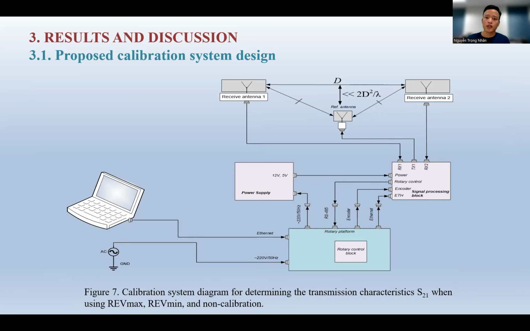The reference antenna and calibration receive antennas are distant from each other in the near field region. The reference antenna is aligned toward the middle of the two antennas to calibrate it.